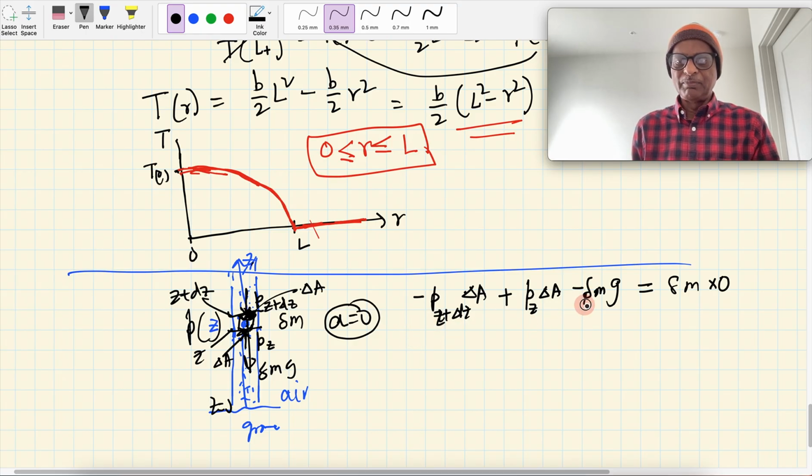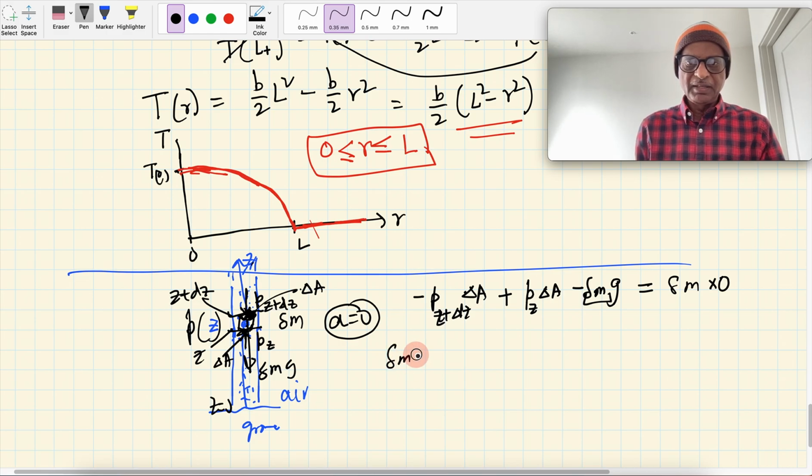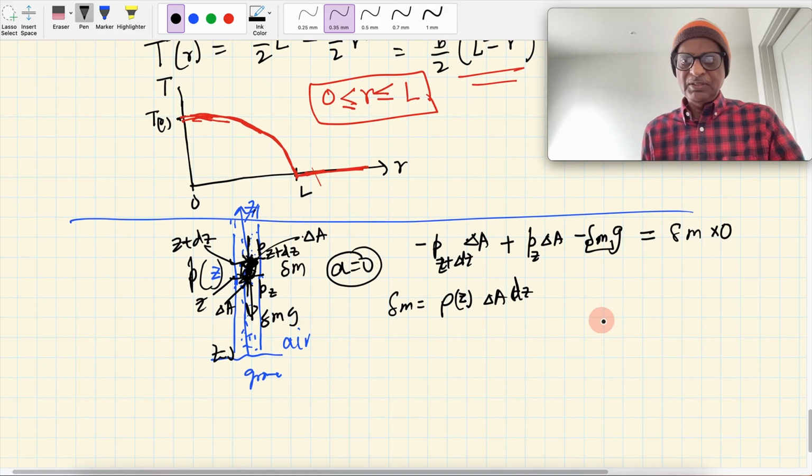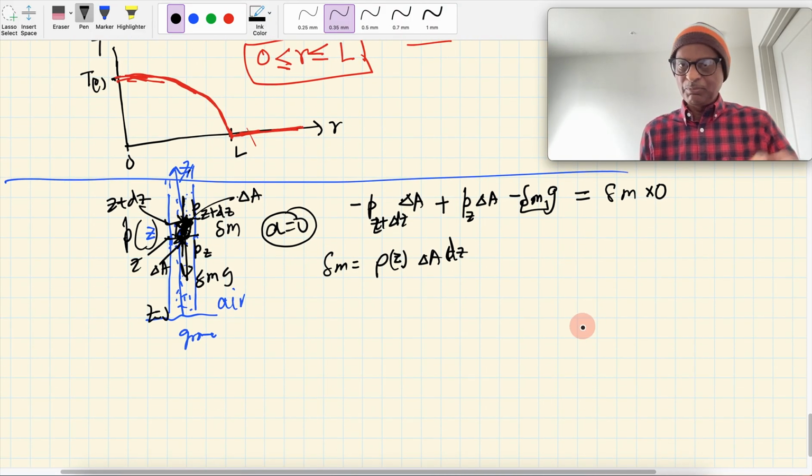So what's delta m? Delta m will be whatever the density of air is at this height, at height z, times the volume of this thing. Volume is delta A times dz. So this equation, you can see over here, actually models atmospheric pressure very well.